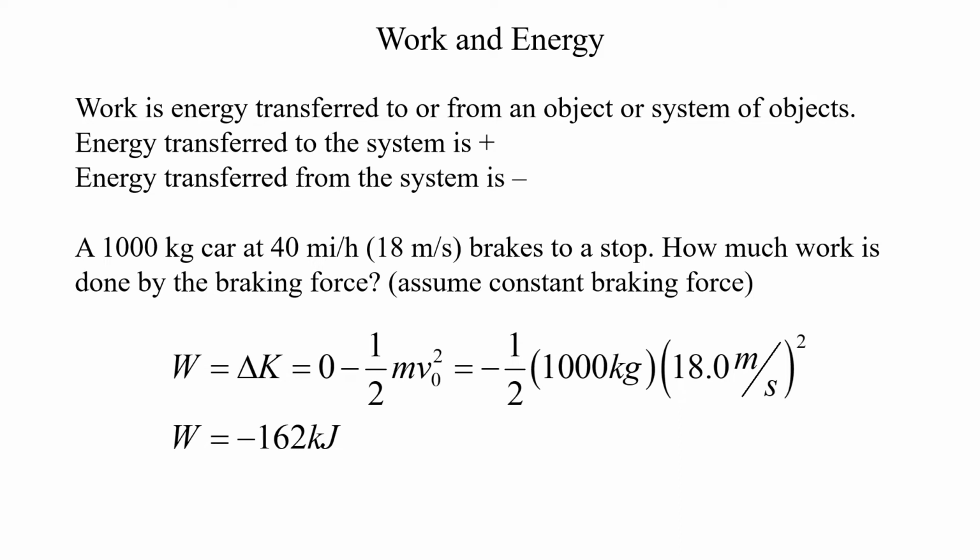And we're going to go for final kinetic energy is 0. Our initial kinetic energy, 1/2 mv naught squared. And so we get a negative 1/2 times the 1,000 kilograms times the 18 meters per second squared gives me a negative 162 kilojoules. So when I brake the car to a stop, the net work is negative because the kinetic energy decreased. The braking force did negative work and removed the kinetic energy from the car.